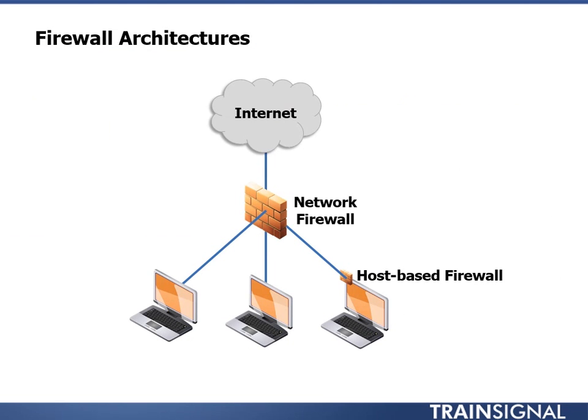Now, there are two types of firewalls, network firewalls and host-based firewalls. As you can see here, the network firewall connects to the network. It exists on the network between the host machines and the internet or whatever it is you're trying to protect. All communications between the two networks go through the firewall. This computer wants to access trainsignal.com. Those requests get passed through the firewall, and the firewall gets to decide if they continue on or not. So an administrator could block trainsignal.com.